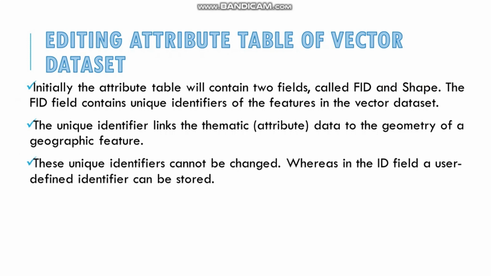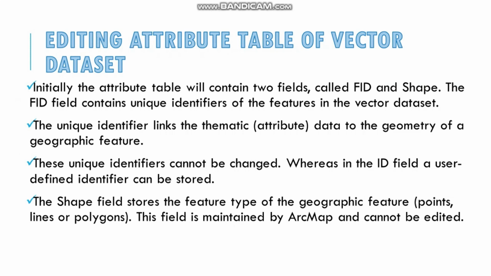In ArcGIS, these unique identifiers cannot be changed, whereas in the ID field, a user-defined identifier can be stored. So you can create your own ID field and change it manually. The Shape field stores the feature type of the geographic features: points, lines, or polygons. This field is maintained by ArcMap and cannot be edited.